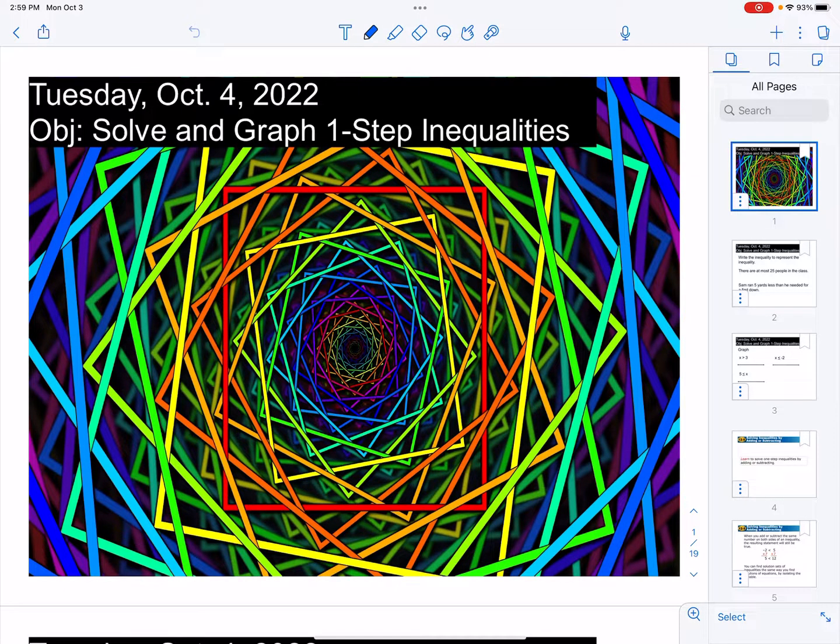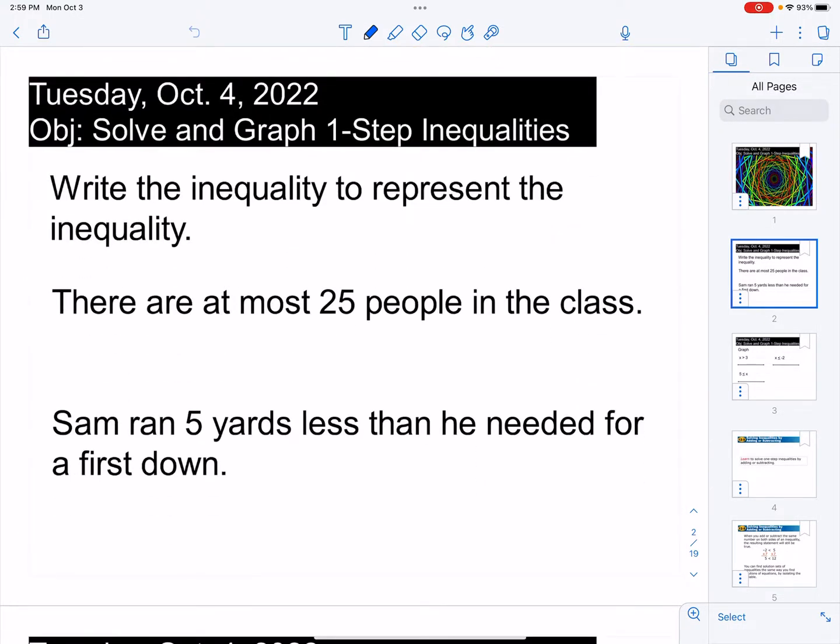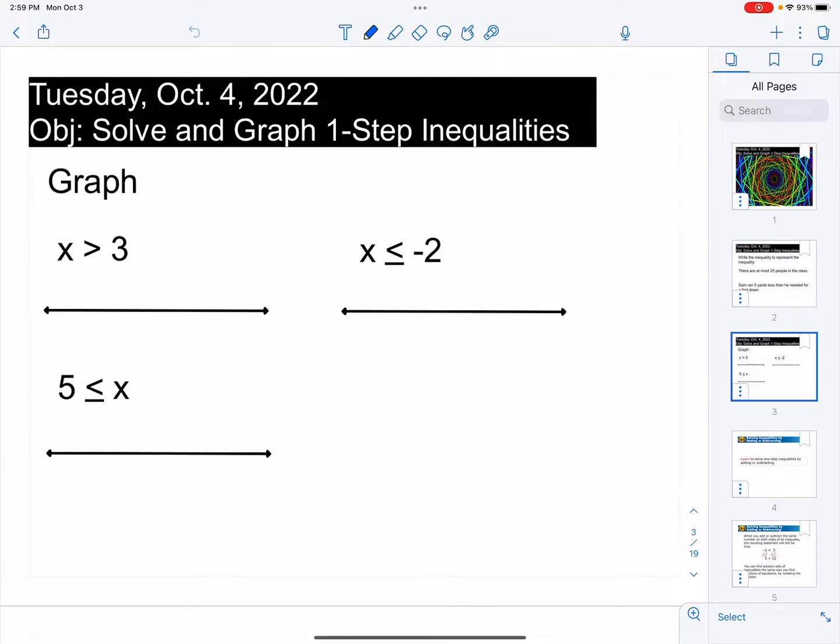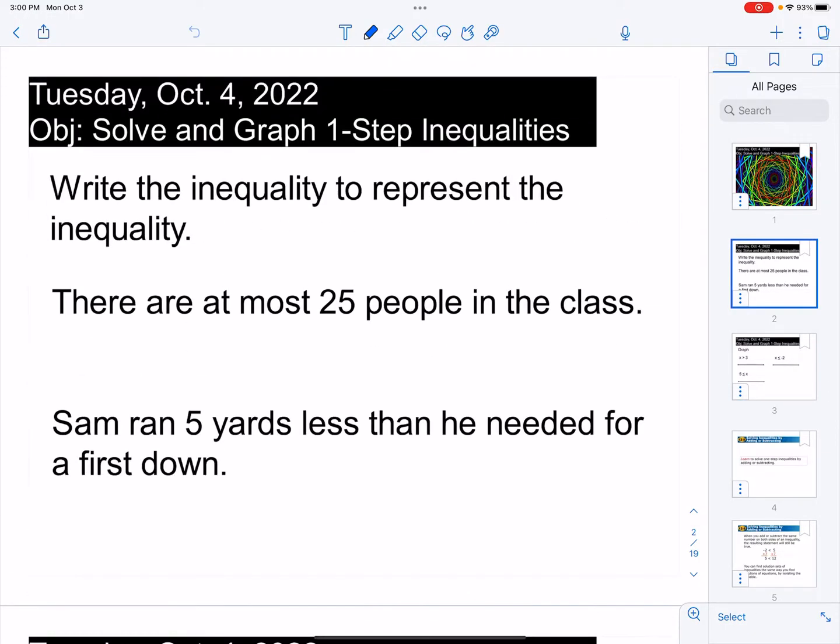Hello students, today we're going to continue our lesson on solving and graphing one-step inequalities. In the last lesson we talked about reading and writing inequalities, where we translated a statement into an inequality statement. Then we learned about graphing each solution. So let's just review that real fast and then we'll move on into our lesson.